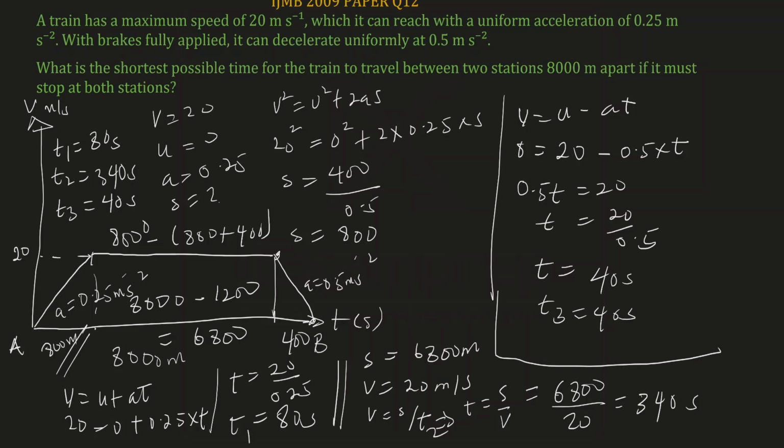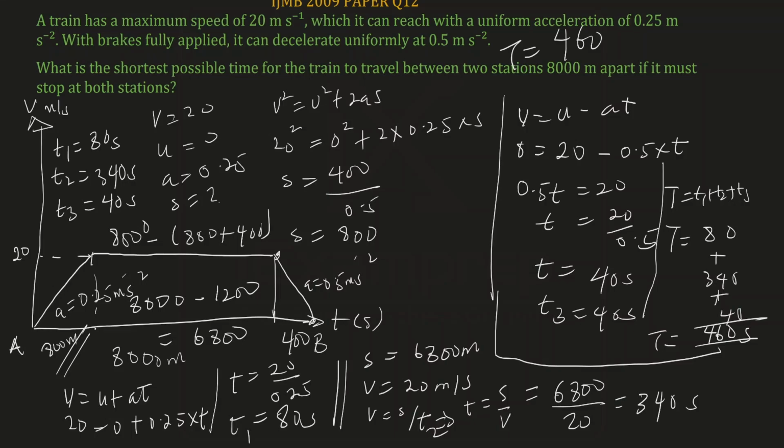So what we did is we calculated the time it takes to accelerate. We calculated the time for it to cover 6,800 meters. Then we calculated the time it took to decelerate. That means the shortest possible time now will be t1 plus t2 plus t3. So the shortest possible time will be 80 plus 340 plus 40, and that is going to give 460 seconds. So the shortest possible time is 460 seconds.